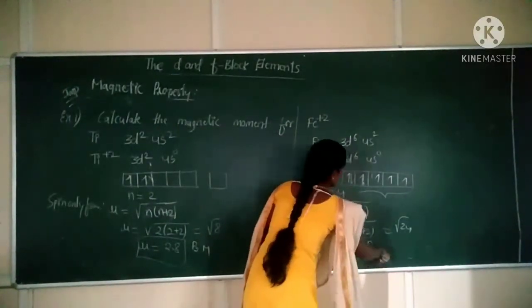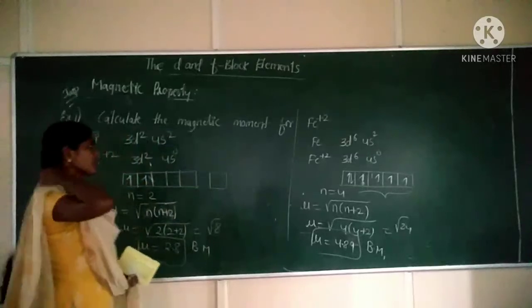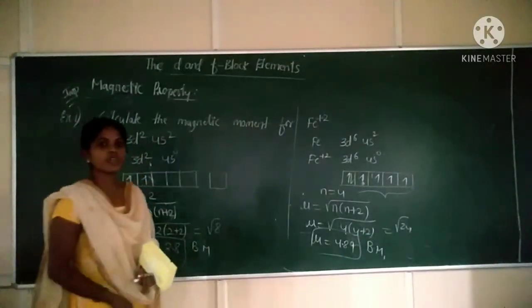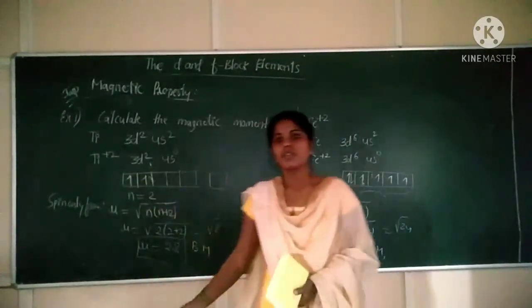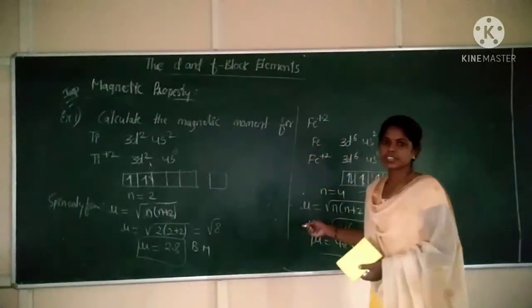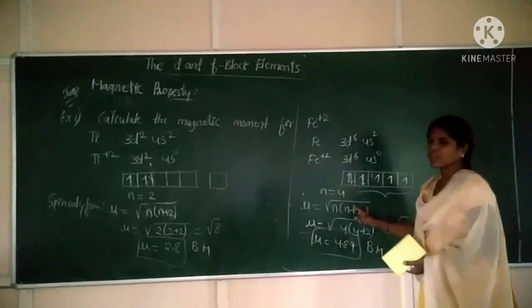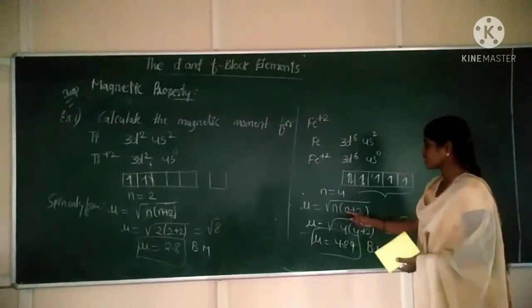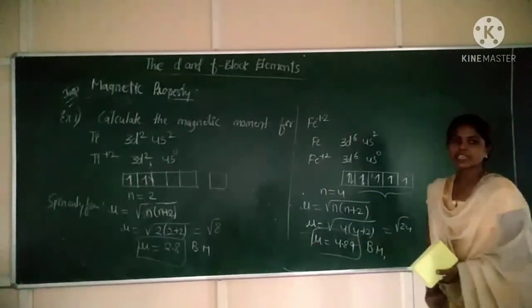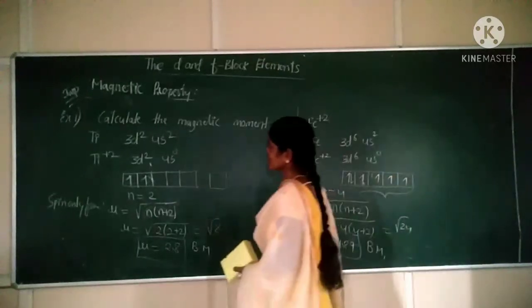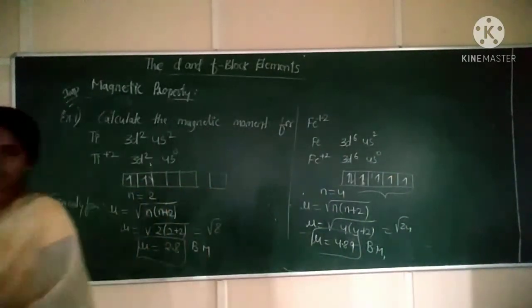The unit is Bohr magneton. Clear? So this is the way to find the magnetic moment. For any given ion, we should first write its electronic configuration, then find the number of unpaired electrons and put that number in the given formula, n into n plus 2. You will get the magnetic moment for any ion. So these are some examples.